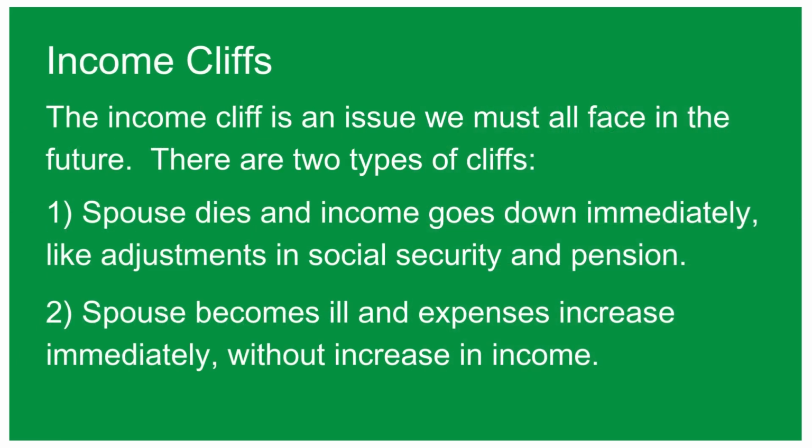The income cliff is an issue we must all face in the future. And there are 2 types of cliffs. First, the spouse dies and income goes down immediately, like adjustments in Social Security and pensions. 2, spouse becomes ill and expenses increase immediately without an increase in income.